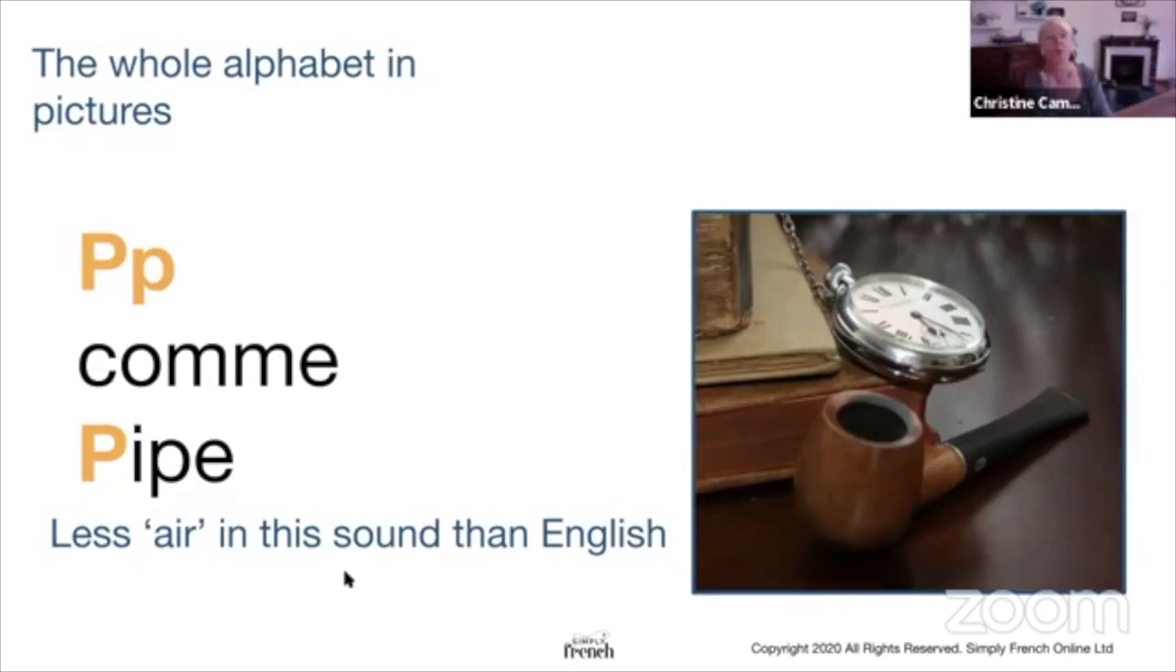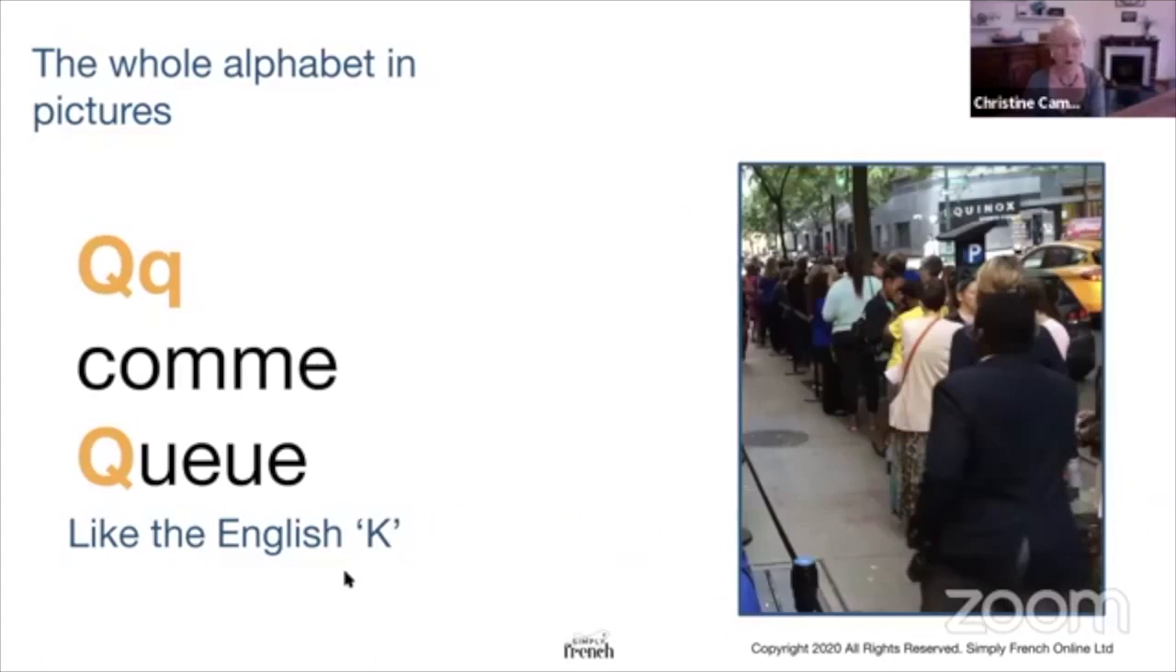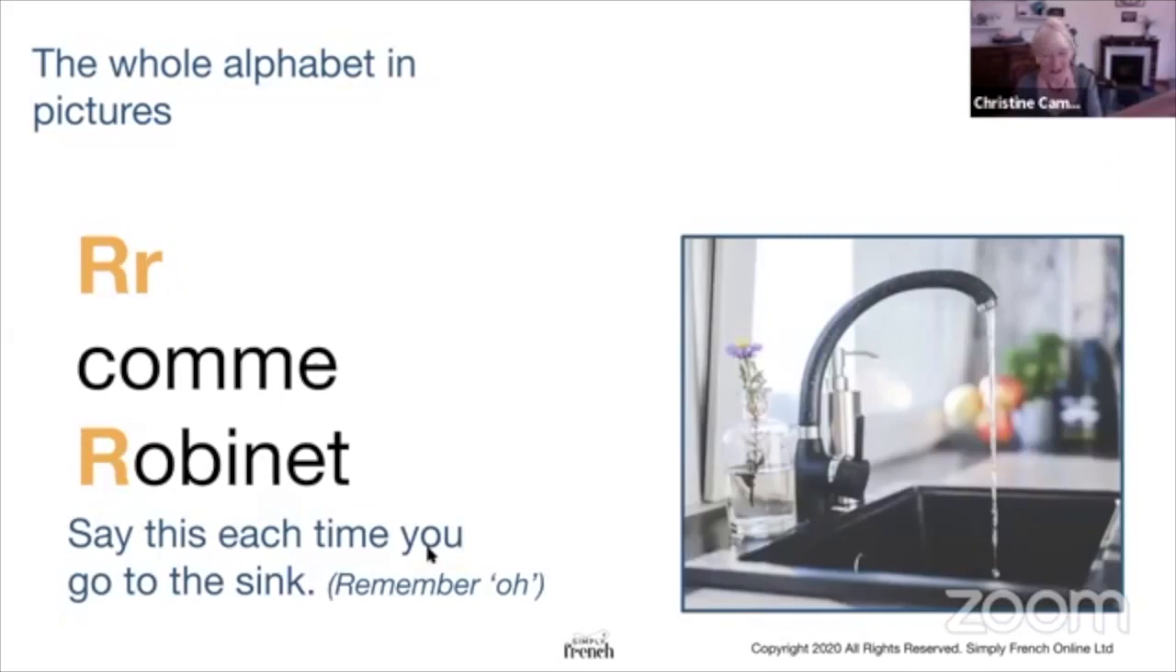P comme pipe, less air than in the English. No big P. You don't want to be popping your lips. Very gentle, soft P. P comme pipe. Pipe. Q comme que, like the English K sound, the kicking K, as some of us learnt. Que, as in Q.